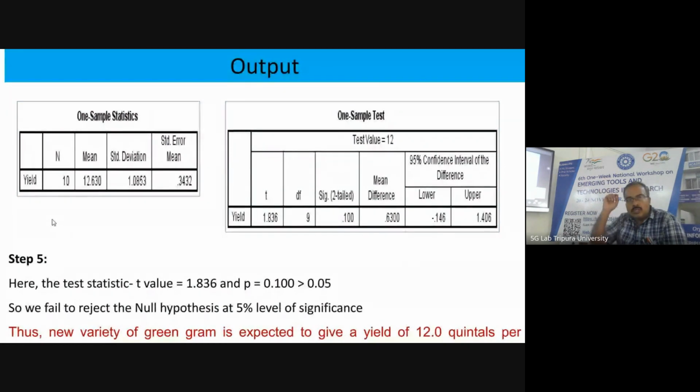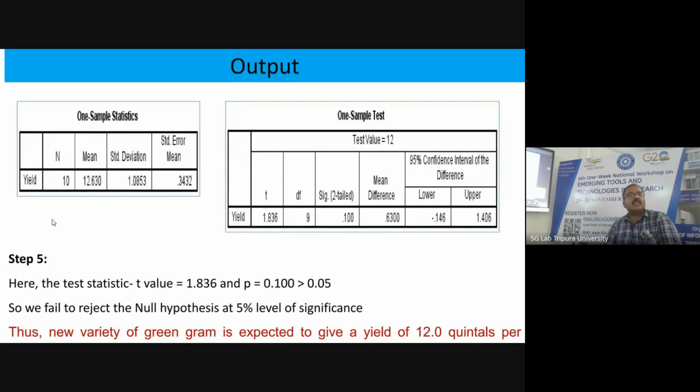Now, 0.100 is definitely greater than 0.05 in terms of numerical value. Therefore, we have to accept the null hypothesis. We fail to reject the null hypothesis at 5% level of significance.